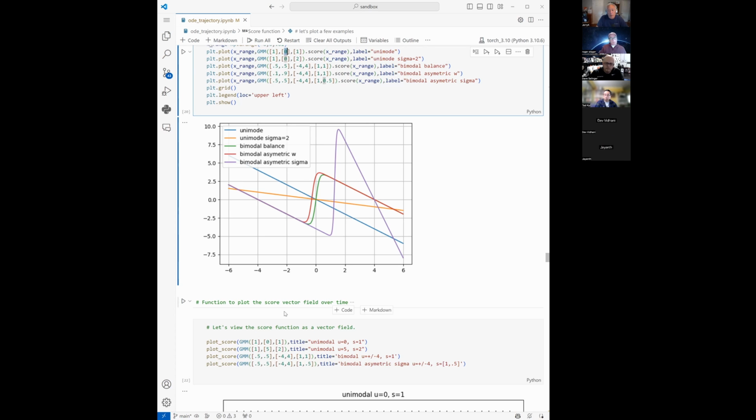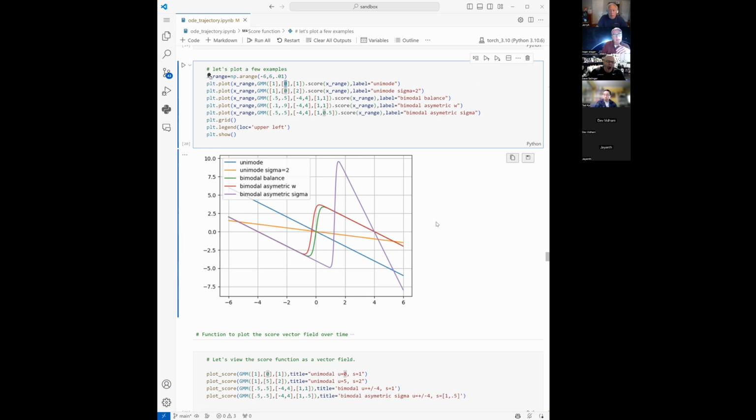Okay. I missed the axes on that figure, Roger. What's the x and the y on this? So the x is going to be the actual data x, I believe, and then the y is the value of the score function, which is the gradient of the log of the P of X. Okay. Thank you.